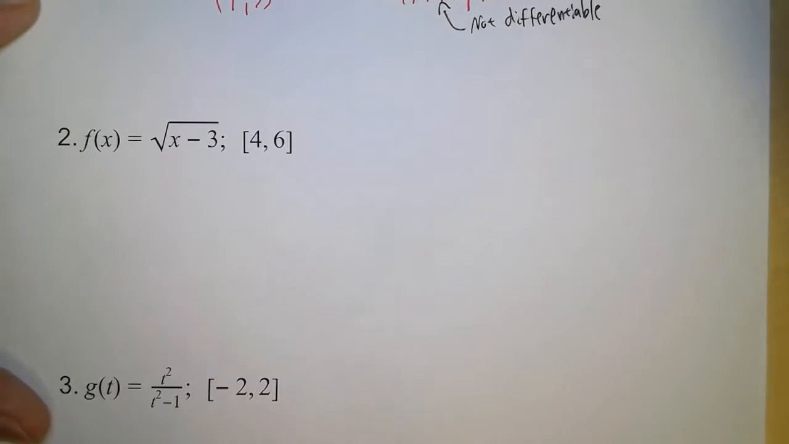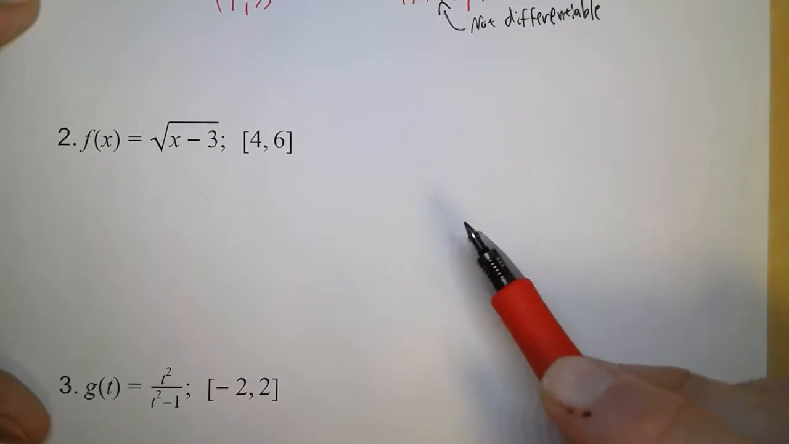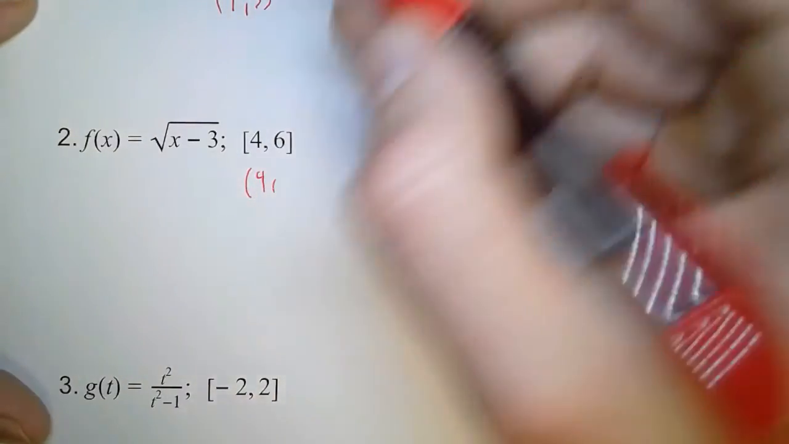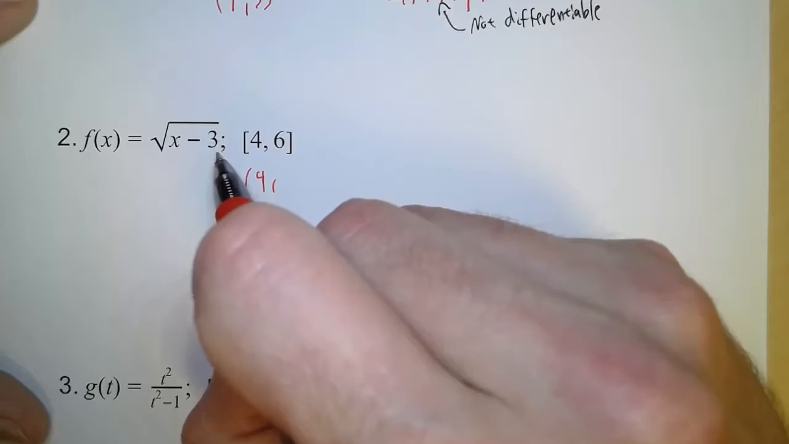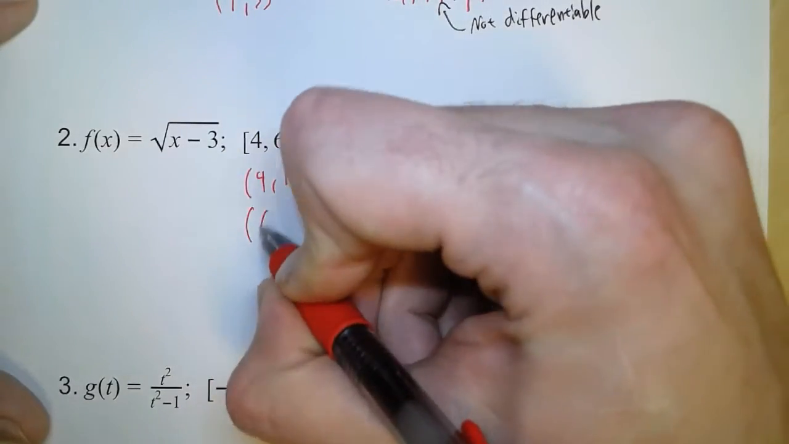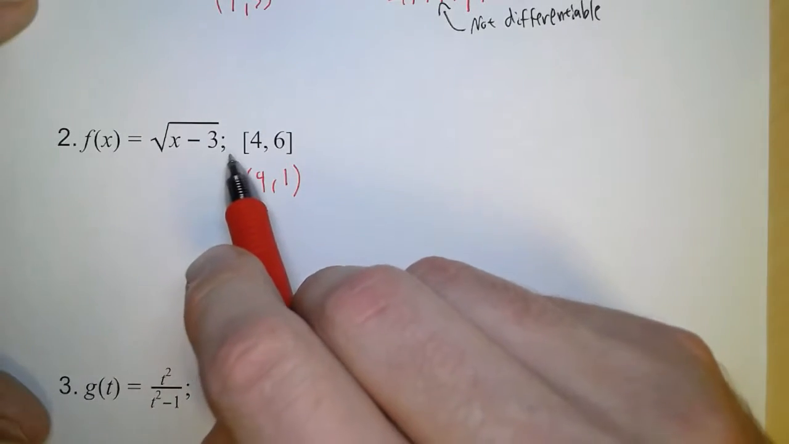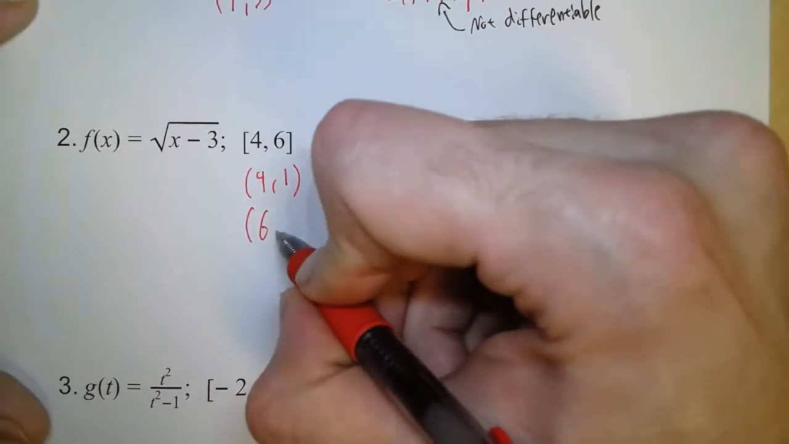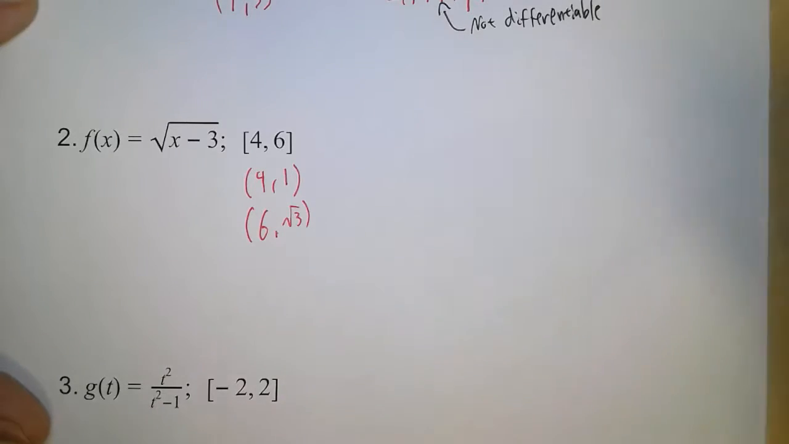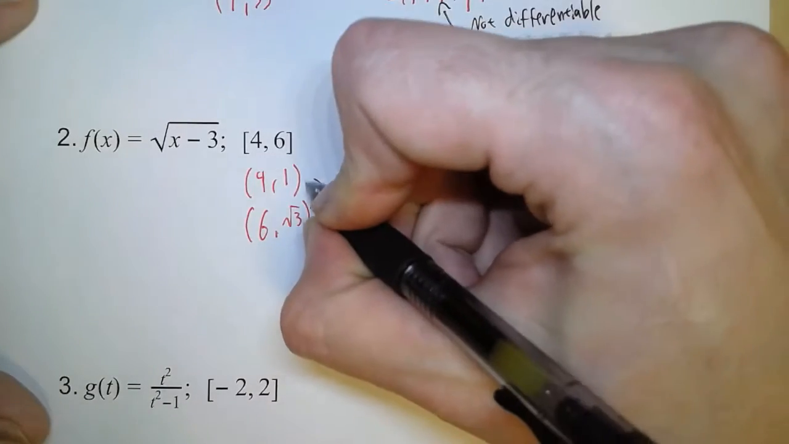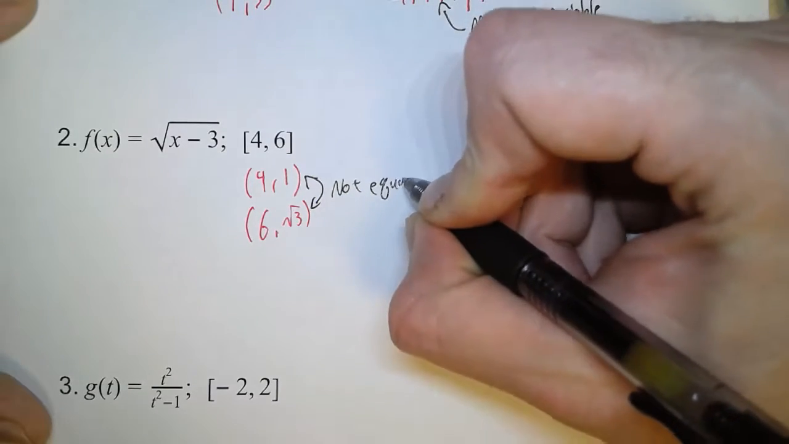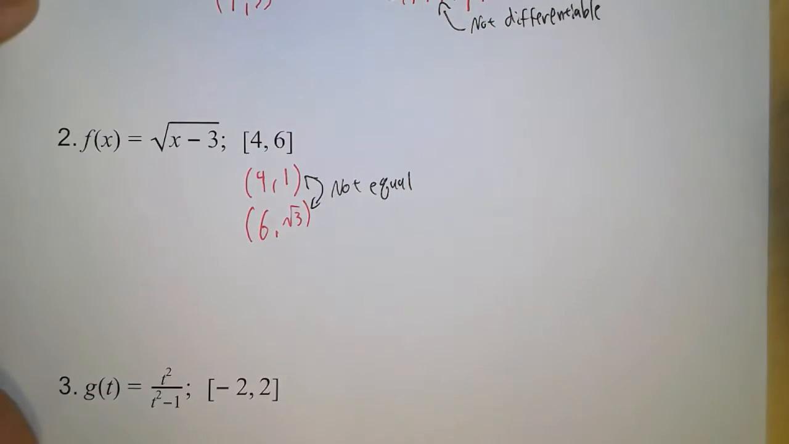So let's look at number 2. Here we've got this function on the interval of 4, 6. So if we plug in the endpoint 4 for x, 4 minus 3 is 1, square root of 1 is 1. And then we have 6. Plug in 6, minus 3, square root of 3. Well, that's a problem, because those two are not the same. And because they're not equal, Rolle's theorem doesn't apply. So that's the problem with these.